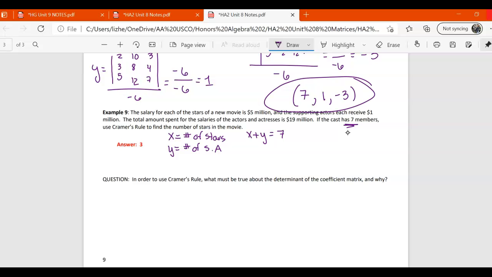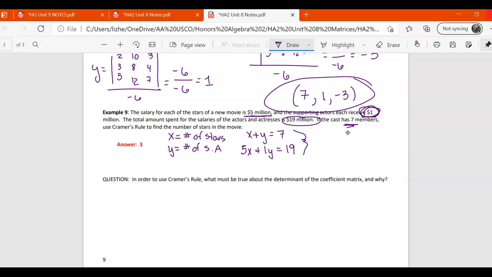And then the other equation would be based on the money. And we know that the salary for each star is $5 million. So however many stars there are, 5 times the number of stars, that would be the millions you spent on the stars, plus each supporting actor gets 1 million. So 1 times Y equals the total they spent, which is 19. So there's our 2 equations. That's our system of equations right there.